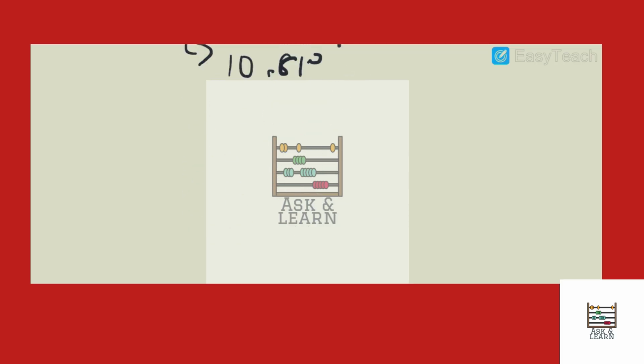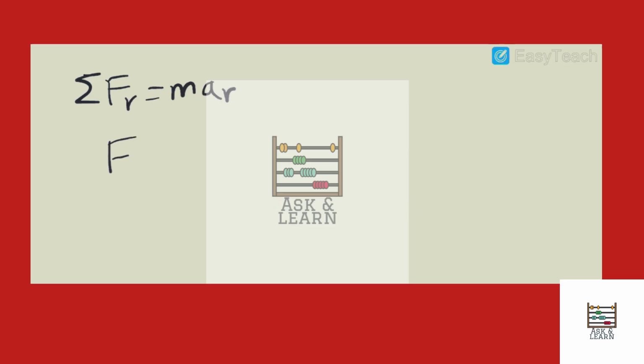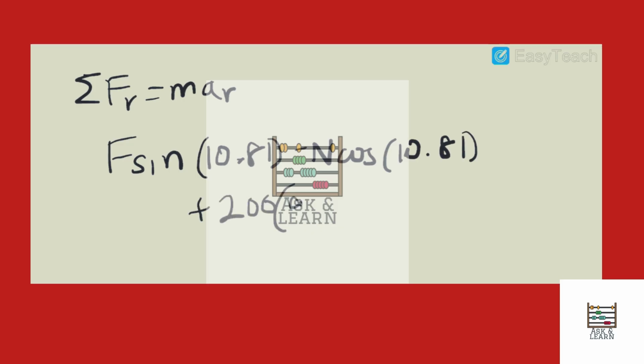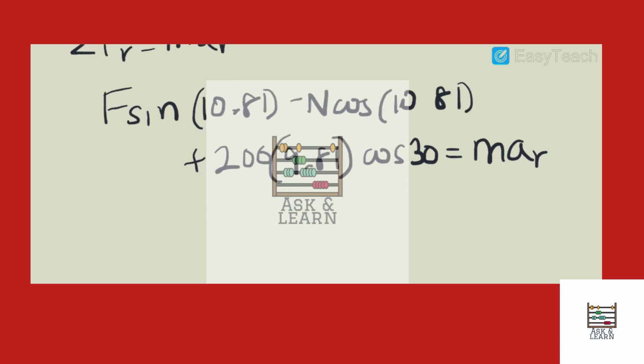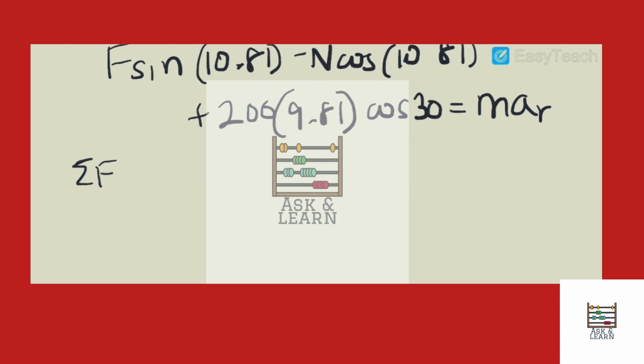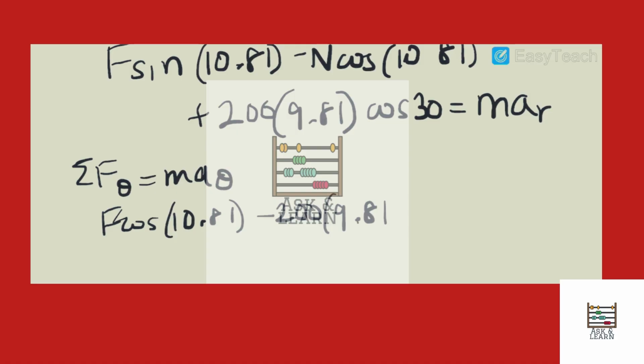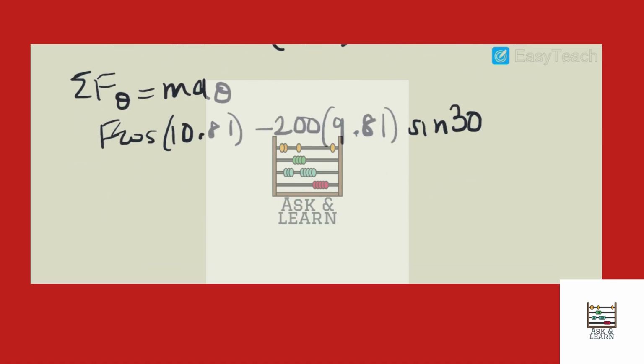So what we're going to do is take Newton's second law in the radial direction. We see that net force in the radial direction is equal to m times a_r. This gives us F sine 10.81 minus N cosine 10.81 plus 209.81 times cosine 30 is equal to m a_r. Then if we take Newton's second law in the theta direction, sum of forces in theta is equal to m a_theta, we see that this gives us F cos 10.81 minus 209.81 sine 30 plus N sine 10.81 is equal to m a_theta.